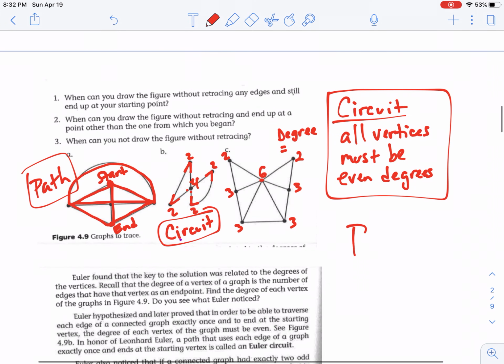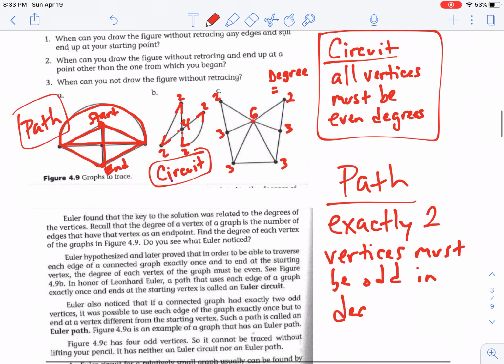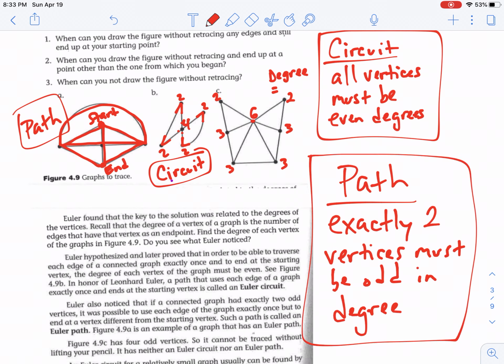Okay? And then for a path, you have to have all evens except you're allowed to have 2 that are odd. In fact, you have to have exactly 2. Exactly 2 vertices must be odd in degree. Okay? If you only have 1 that's odd in degree, it won't work because you'll get stuck somewhere. If you have 3 that are odd in degree, it won't work. You need to have exactly 2 points that are odd in degree.